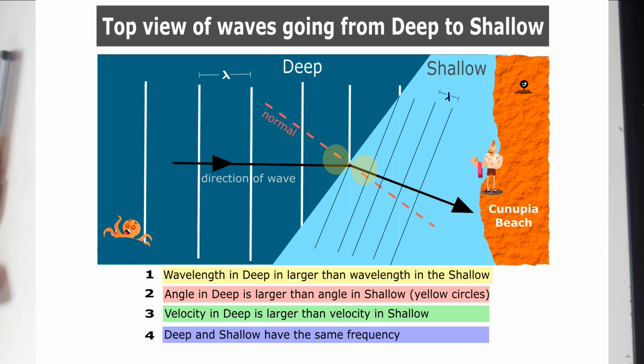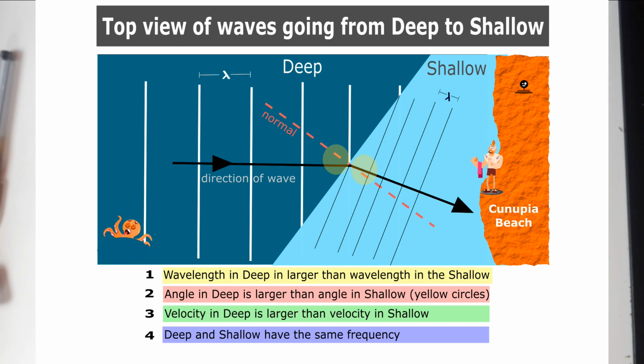In the deep part, look at point number 1. The wavelength in the deep part is larger than the wavelength in the shallow part. You'll notice in the deep part, the distance between the lines, the crests, are far apart, indicating a large wavelength. However, when it enters the shallow region, you will notice that the distance between the crests, the straight lines, is smaller, indicating a smaller wavelength.